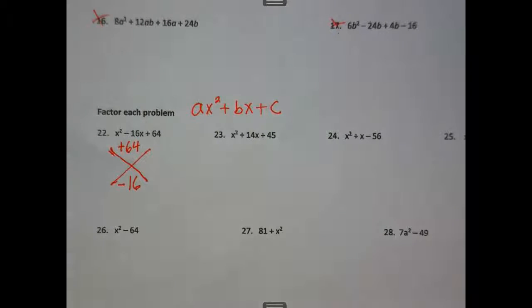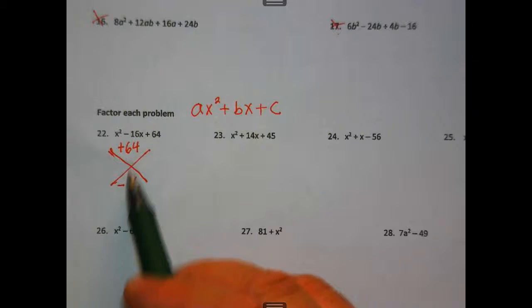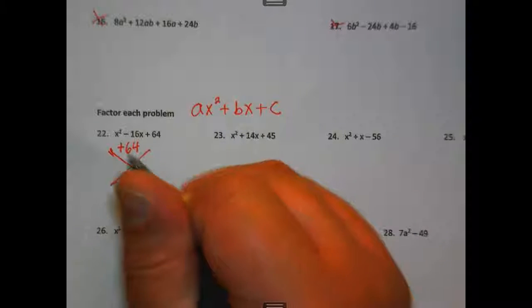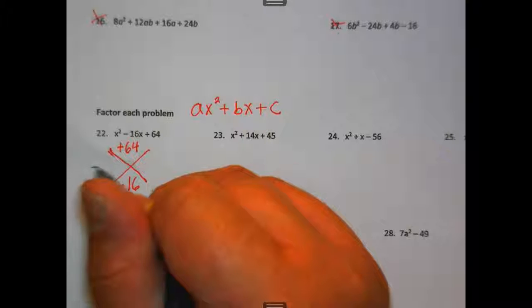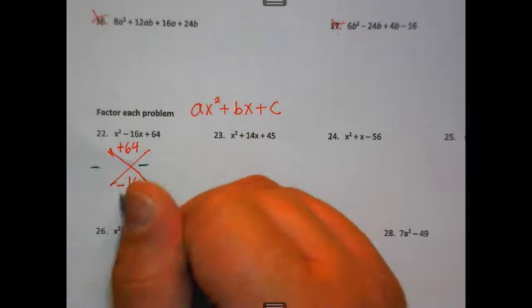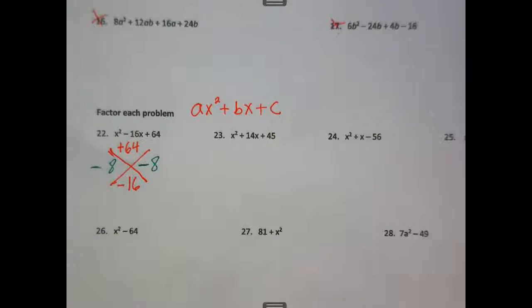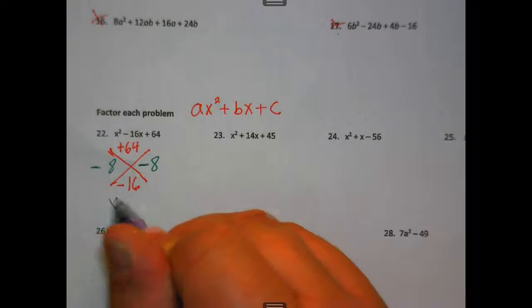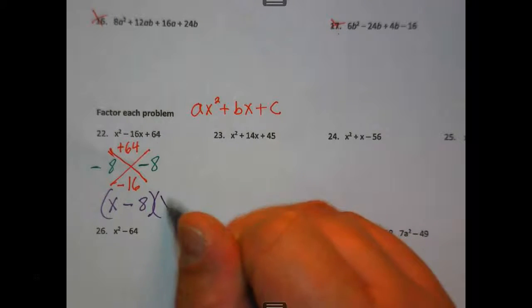And we're looking for two numbers that multiply to a positive 64 and add up to a negative 16. So we're looking for a negative and a negative, give us a positive, and they add up to a negative. How about 8 and 8? So my final answer, these become my factors, x minus 8, x minus 8.